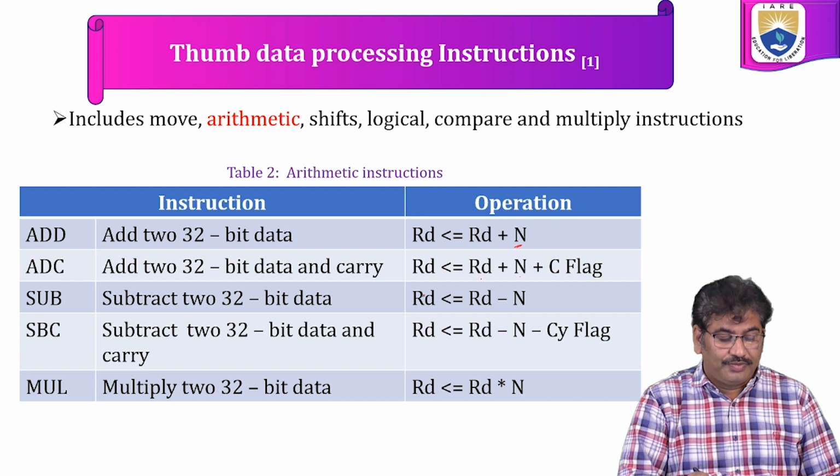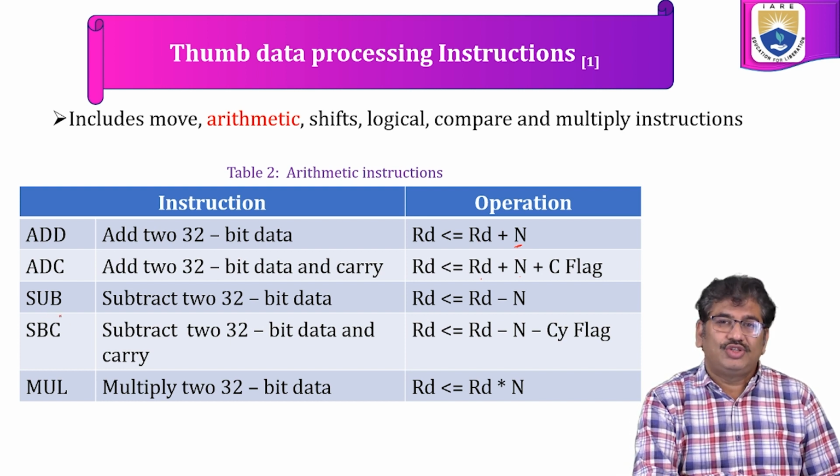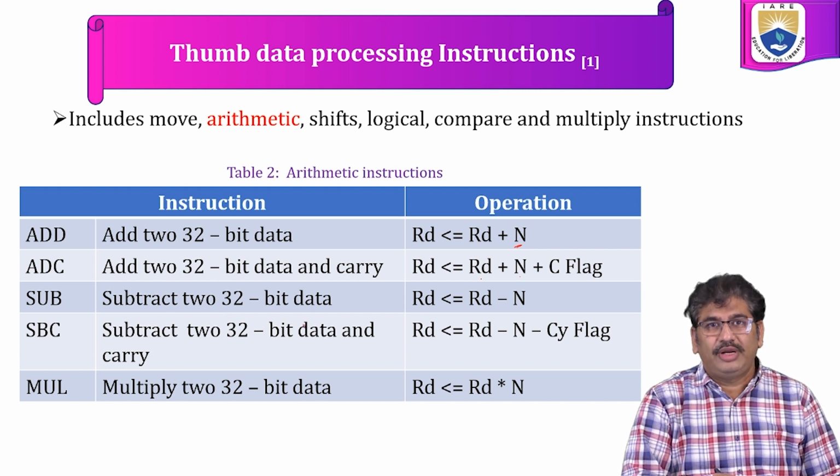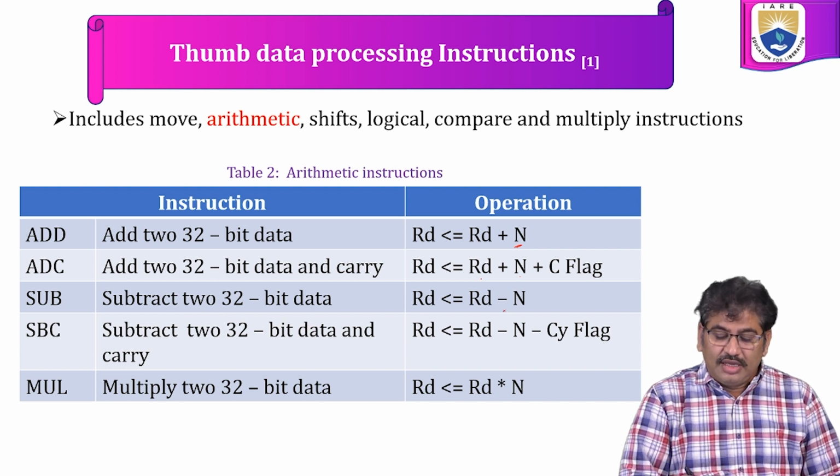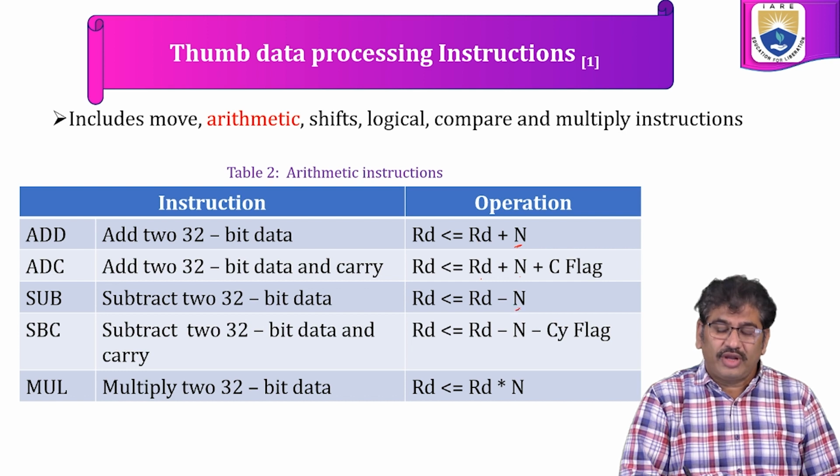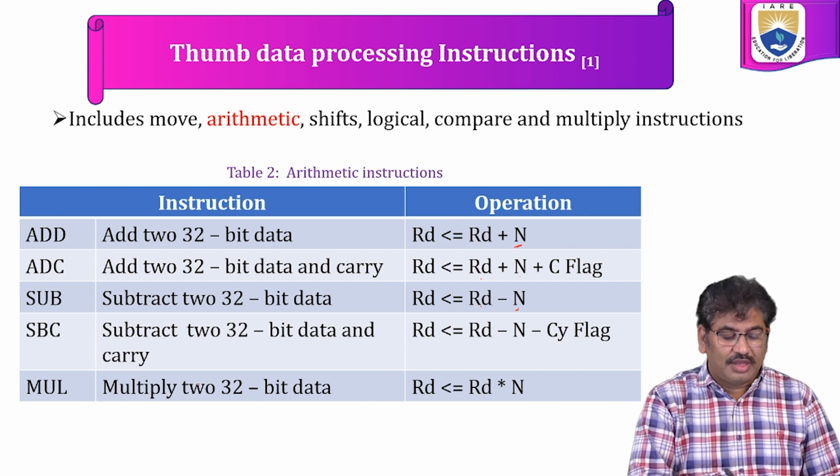RD register. The next instruction is SUB, which is a subtraction of two 32-bit data. Here, the contents of immediate data or registers which are placed in N location will be subtracted from RD register and the result will be stored in RD register.